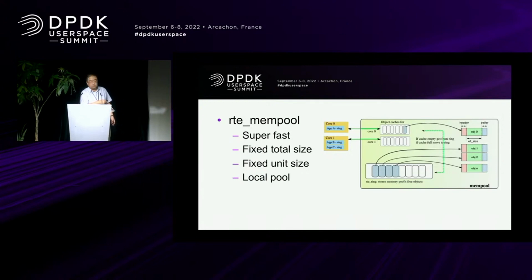This also includes the local pool. Local pool basically means each logical core has its own local cache. So each time you request or free, you don't need to go to the global resource at all. You avoid cache operation contention and just use the local cache.